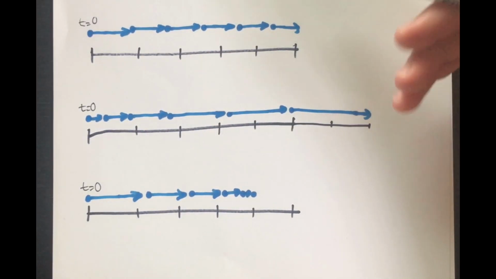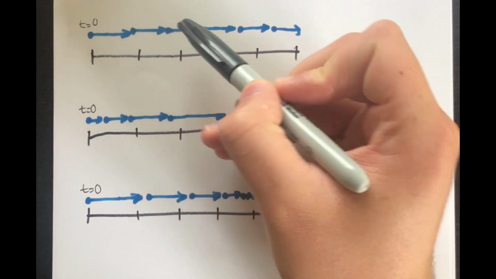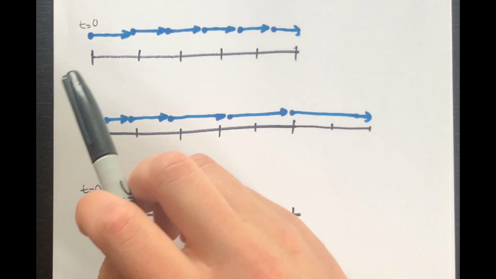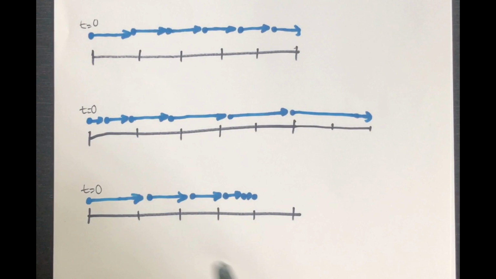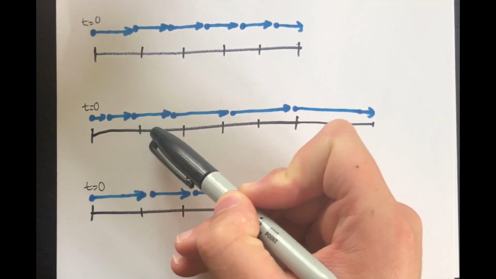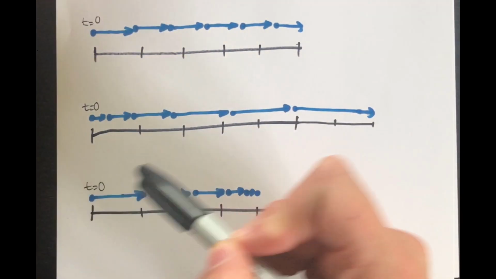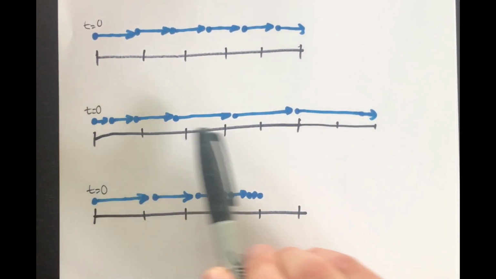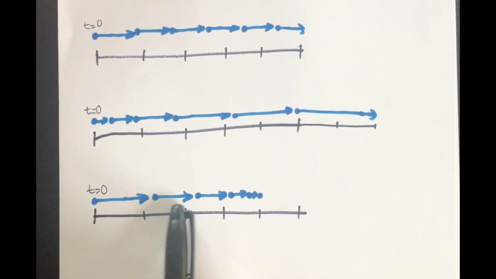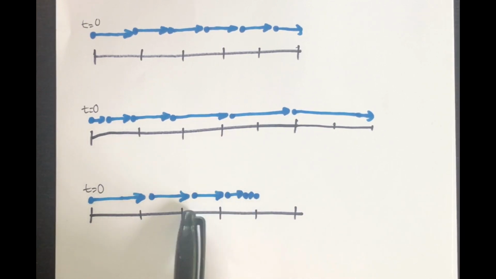On the constant velocity diagram, we see the markers are equally spaced and the arrows in between them are also equal length, which shows that it's a constant speed all along. If we look at the increasing speed one, we see that the dots start close together and get further and further apart, and the arrows get longer, indicating that the speed is increasing as it goes. And then on the decreasing speed one, we see that the arrows start long and get shorter, and the spaces in between the dots get smaller, indicating it's decreasing.